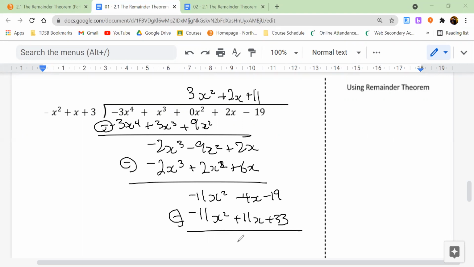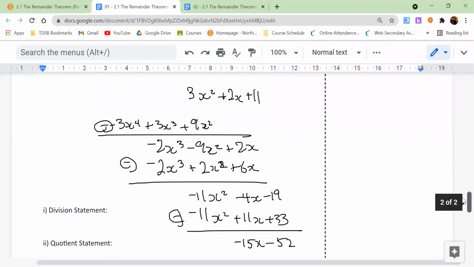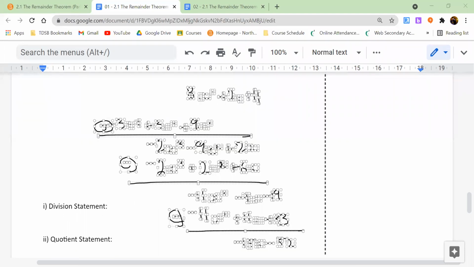Subtract, -15x minus 52. So even a remainder could be a polynomial.